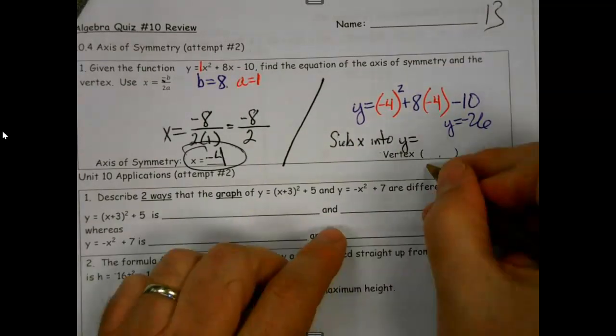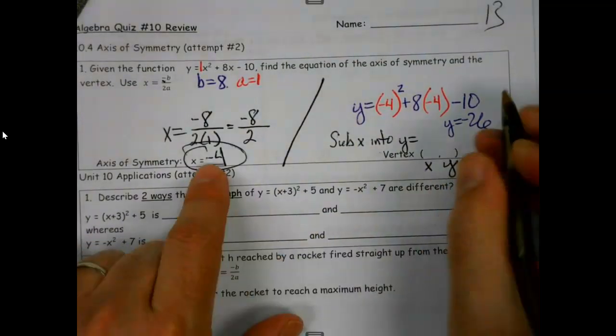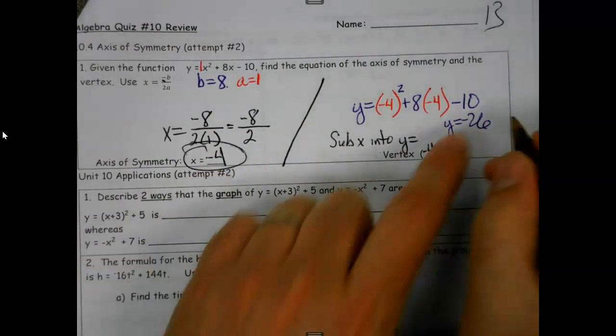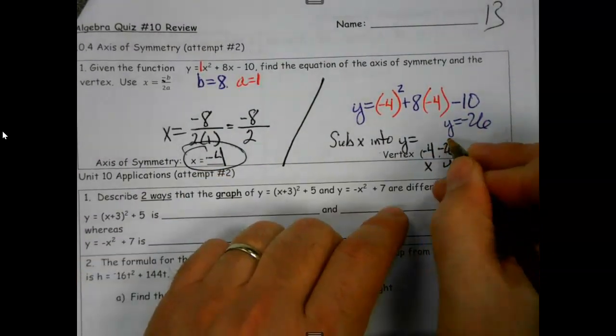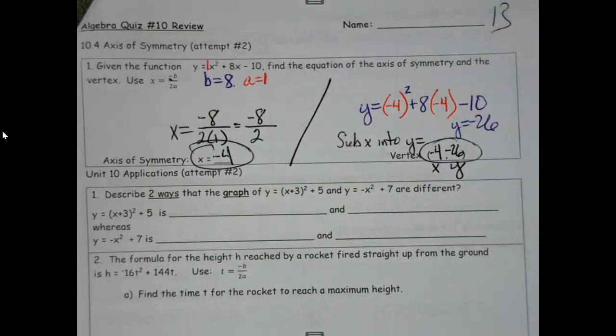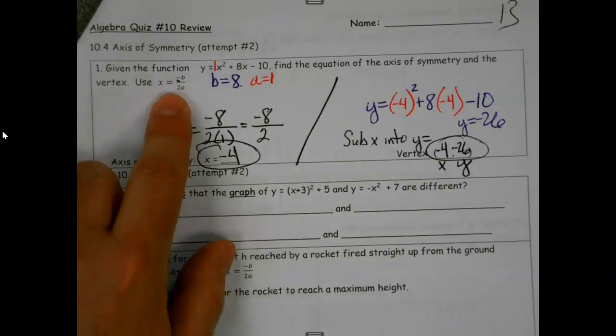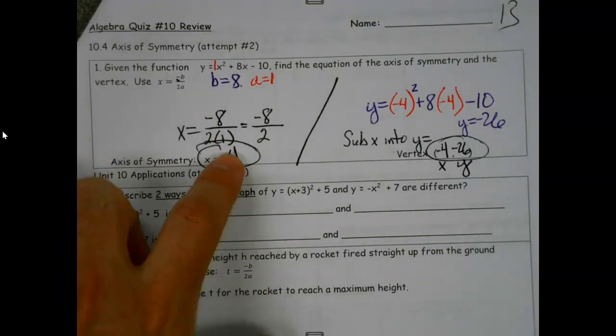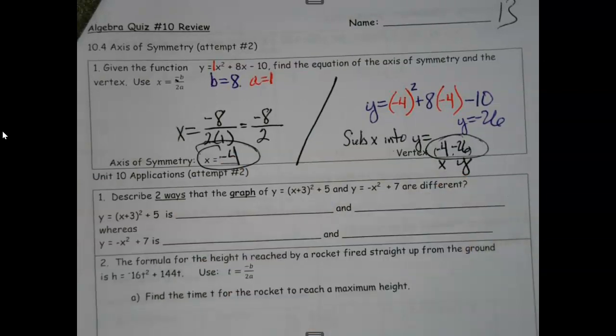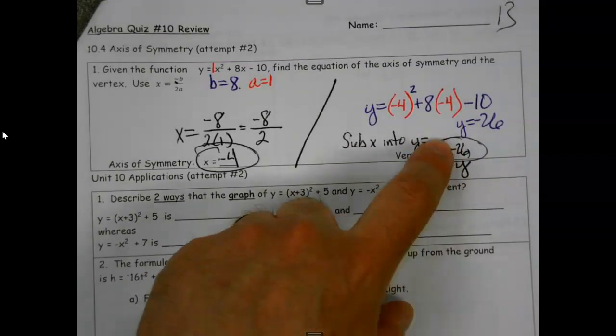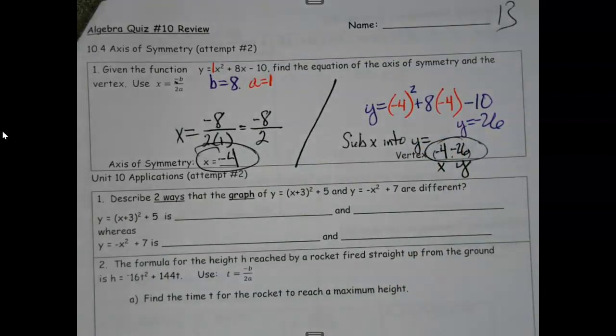And once we have that, your vertex is your x value and your y. So if there's part of that that you're like, okay, I can do this part, this part I'm not so sure about, maybe you even use your Unit 11 notes and put like 10.4, substitute x into y equals, or maybe just jot this down at the top or somewhere on a side page. But make it where you know that that's what you're being asked to do.